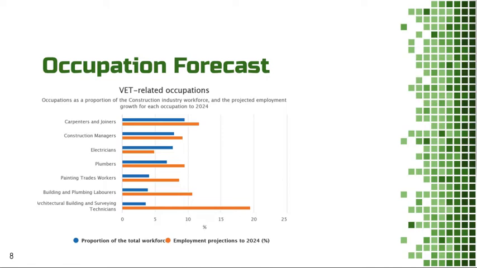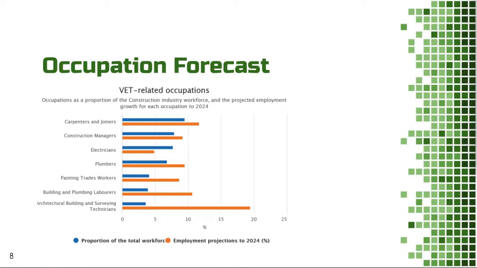So if we look at the construction industry then, we look at some of the key occupations. Now I haven't put them all in there, but here are some of the key occupations. You can see in blue on the chart are the current numbers of people, percentages of people working in these areas. So we've got around about 10% of people in the construction industry are carpenters and joiners. We've got about 8% of them are construction managers. We've got about 8% of them are electricians, about 7% of them are plumbers. And you can see the data there.